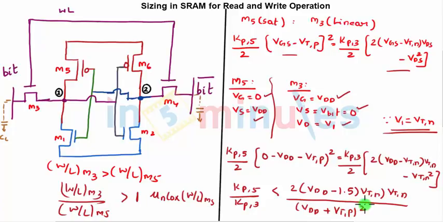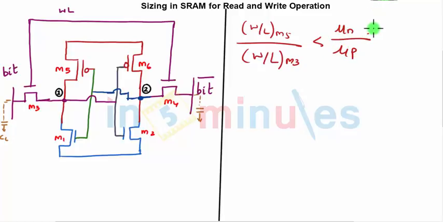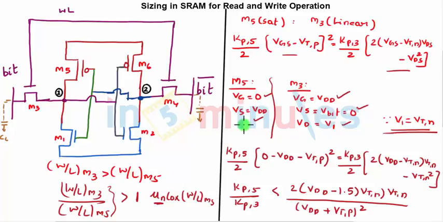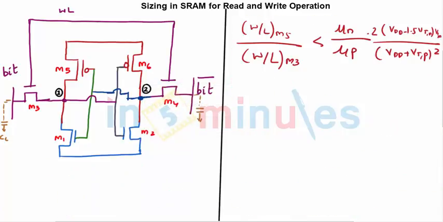And now if I bring it in terms of W by L, now you know that the mobility will change, correct? So we'll just add that one term also. So W by L of M5 upon W by L of M3, the same term with the mobility thing included, less than mu n by mu p, and then exactly the same term, 2 times VDD minus 1.5 times VTN into VTN upon VDD plus VTP the whole square. What I have done is nothing but just put here mu n by mu p when I consider W by L of 5 upon W by L of 3. That's exactly what I've done here.